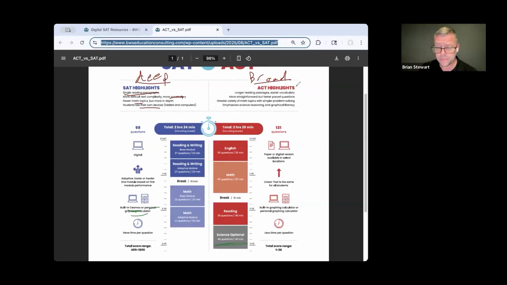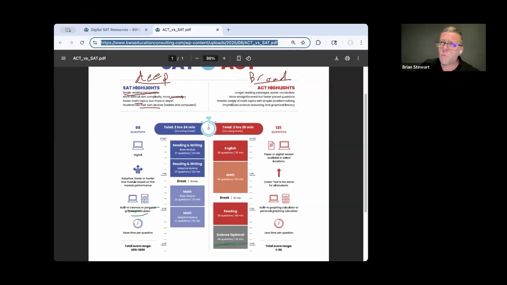Now, the ACT, it has longer reading passages. So the passages there are like 750 words or so, and they have 9 questions that accompany them. Vocab's a little easier to work with. There's not as much vocab memorization that you need to do with the ACT. The ACT is generally a little more straightforward, but the questions are a bit faster paced.